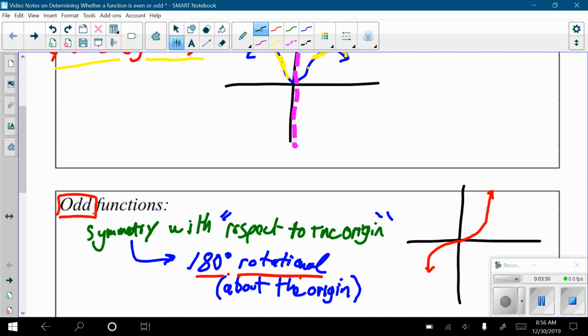The way people describe that symmetry is that it has symmetry with respect to the origin. Remember, the origin is this guy. The reason they talk about that is because you're spinning it around that pink dot. So that's why they say it's symmetry with respect to the origin.